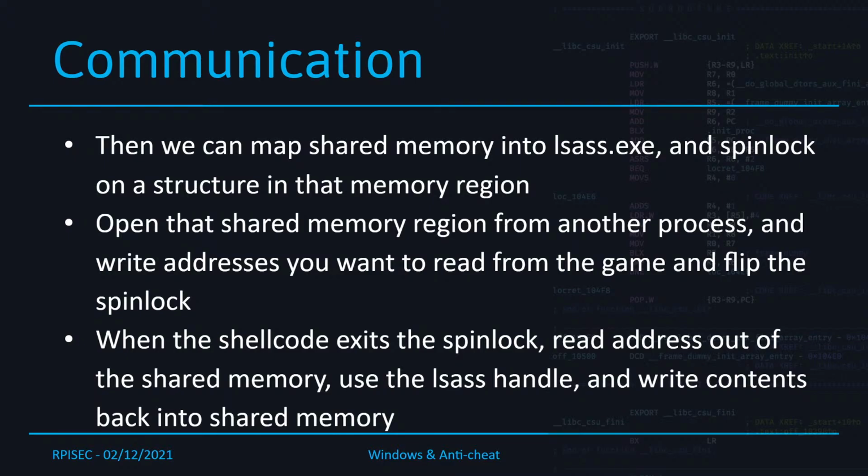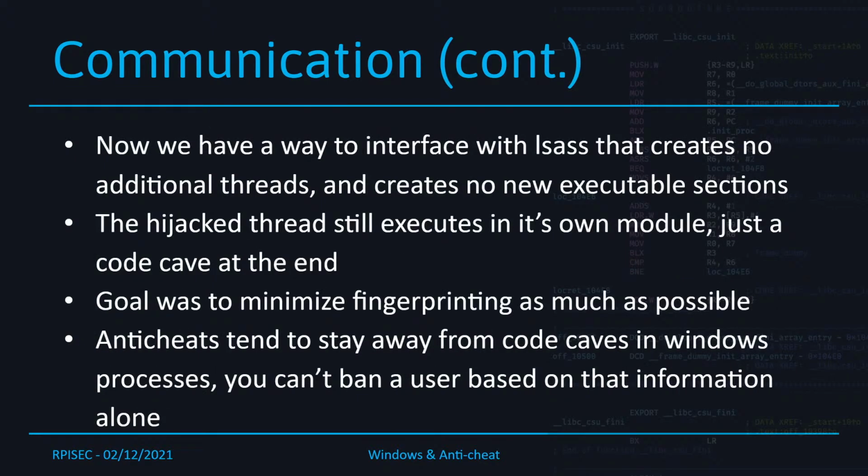And so what we could do is have another process just go open that memory and write some addresses, say, hey, read this for me. And it'll toggle the spin lock. So the shellcode then says, okay, I'm going to read that address for you. It's going to write the contents out and then just hand control back. So now we have inserted into LSASS this little bit of code that will allow us to read whatever memory you want.